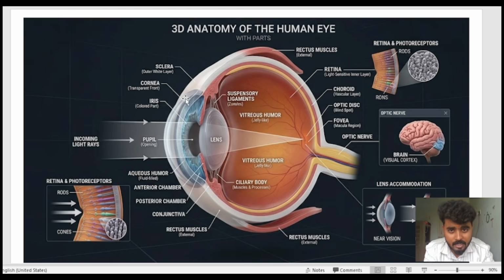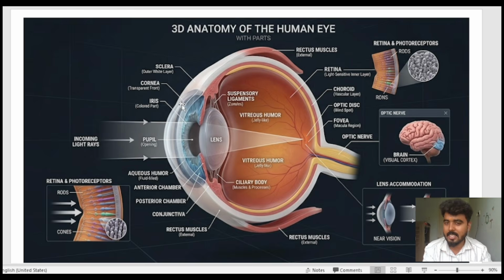Here the first layer is called the cornea. It is the outermost and transparent layer of the human eye, and the innermost layer of the human eye is called the retina. I repeat it again. The outermost transparent layer of the human eye is called the cornea. The innermost layer of the human eye is called the retina.